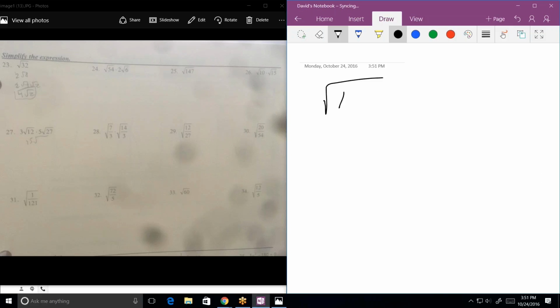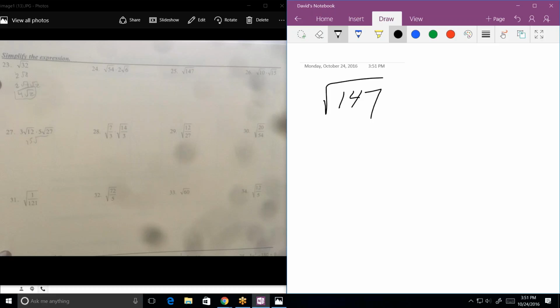Square root of 147. Is that divisible by 3 or 9? And I say that because it's definitely not divisible by an even number. It's not divisible by 5. I don't think... oh, it is divisible by 7.